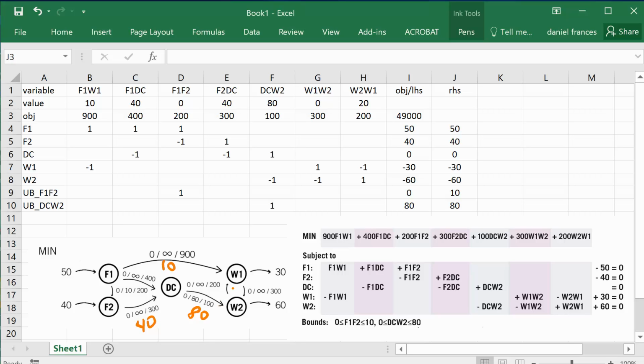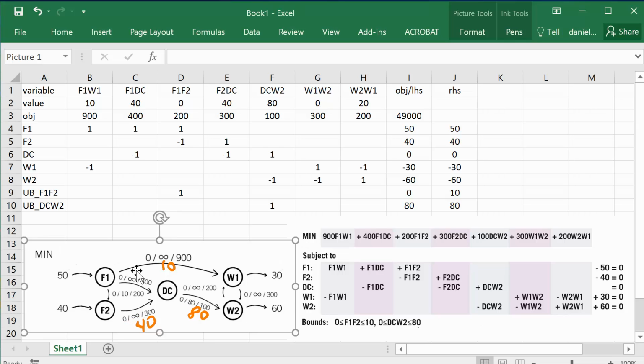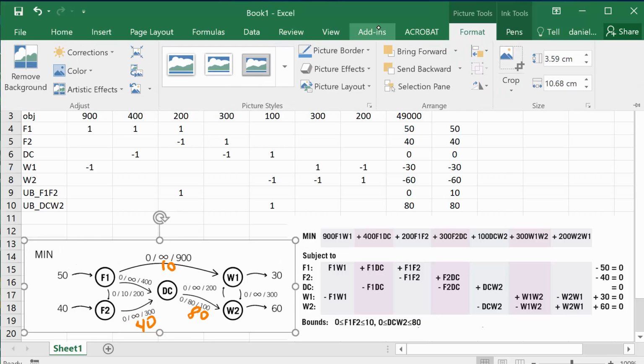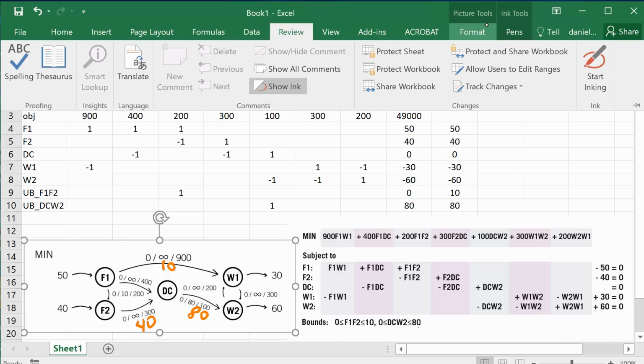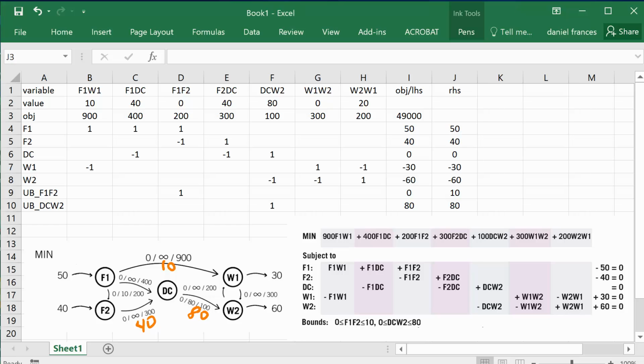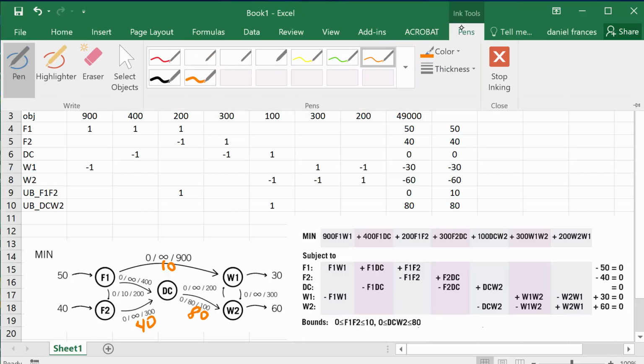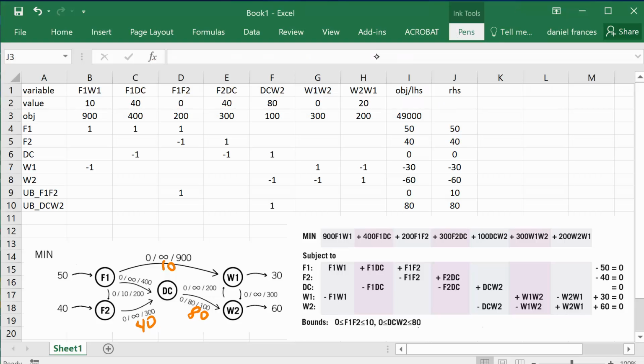Now we're at the max. And I must have missed one. F1W1 is 10. F1DC is 40. Sorry. F1DC is 40, and then we get 80.